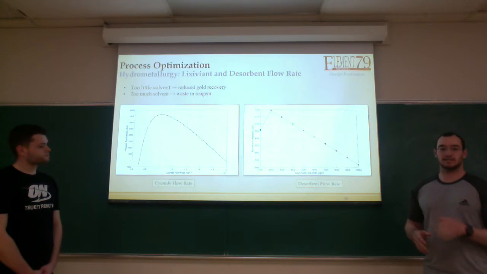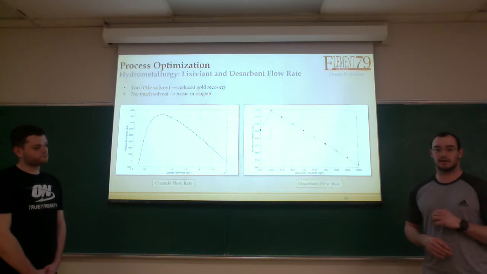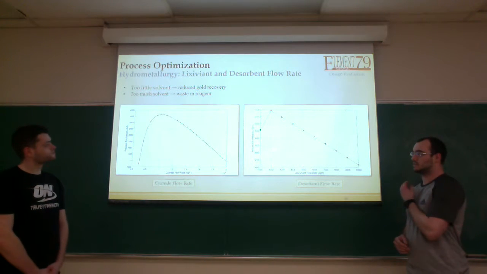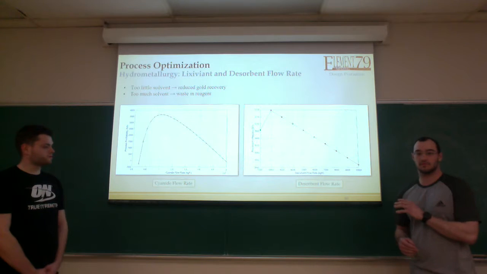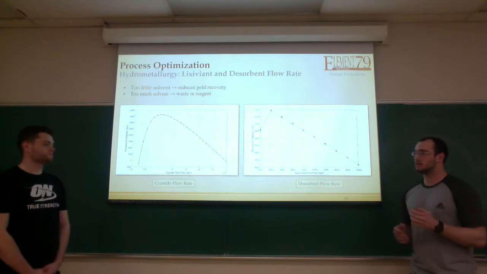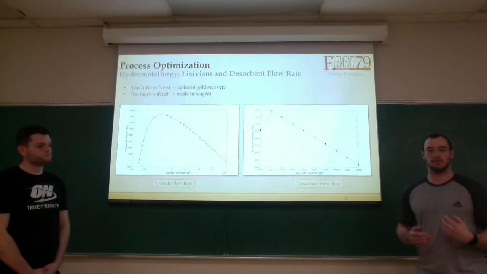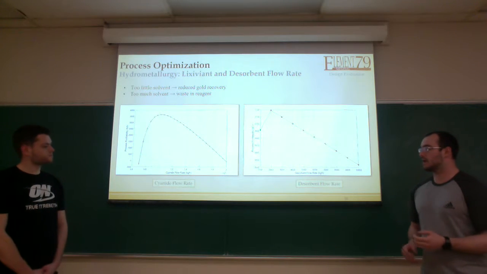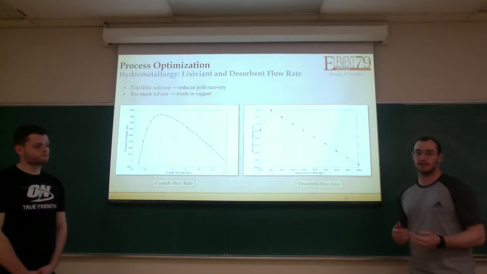So what we have here is a sensitivity analysis between the cyanide flow rate as well as the desorption flow rate for the solvent. As you can see, at low flow rates, the gold does not actually get removed from the solution, is not concentrated, and at high concentrations we're actually overdoing it and it's too much overkill.